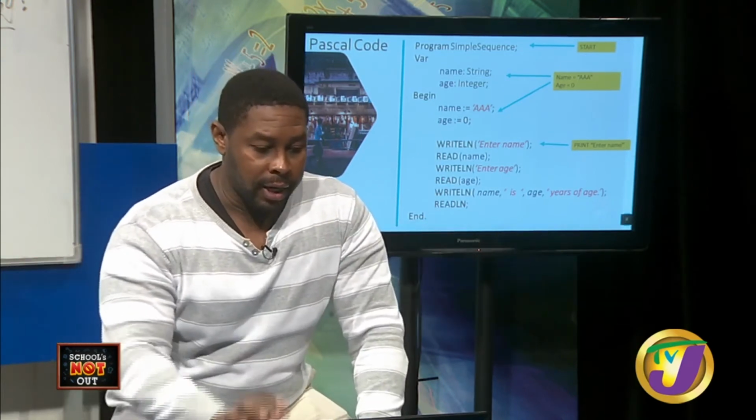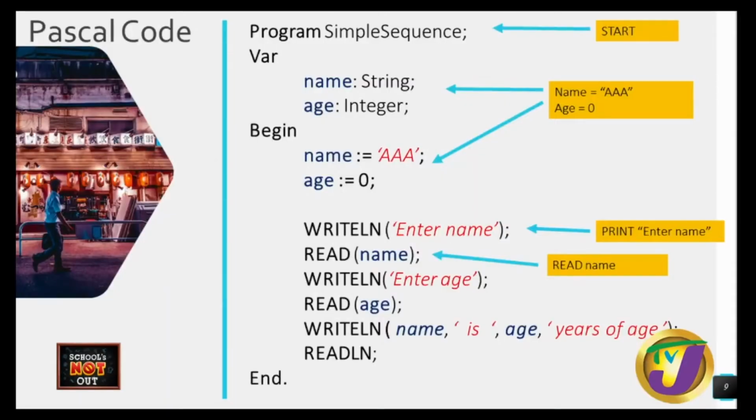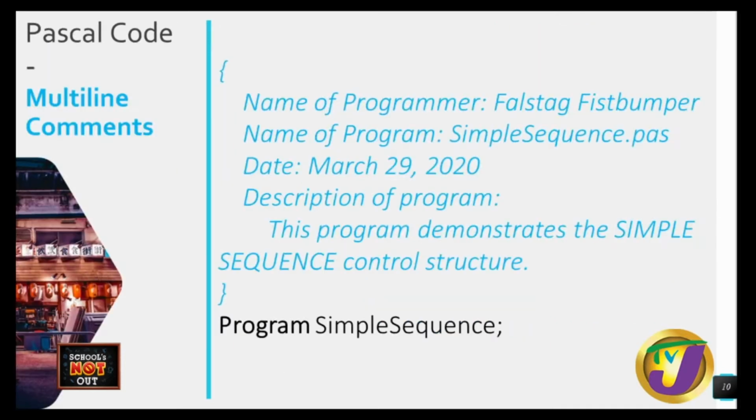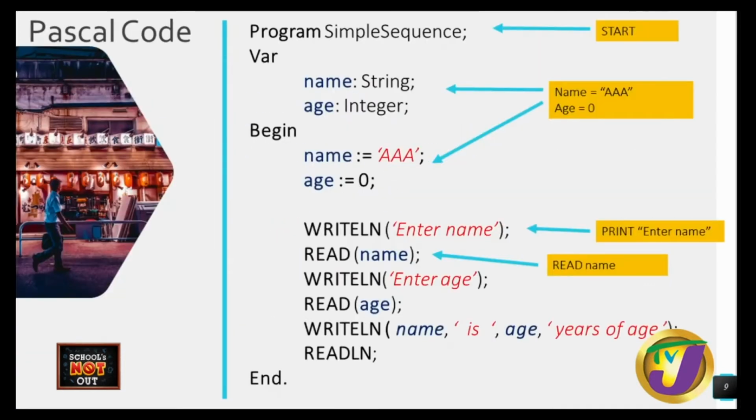All right? And then we have read name, which is straightforward. We use the same thing in the pseudocode, and so we're using the same thing in the Pascal code, with the addition of the parentheses and the semicolon. All right? And it goes on from there, and that's simple sequence. Easy stuff, and let's push on.